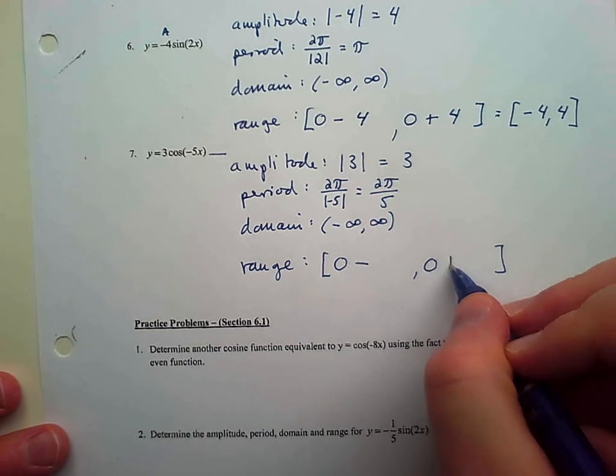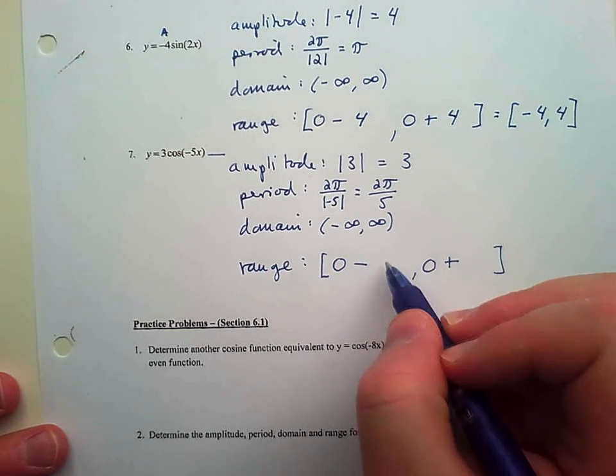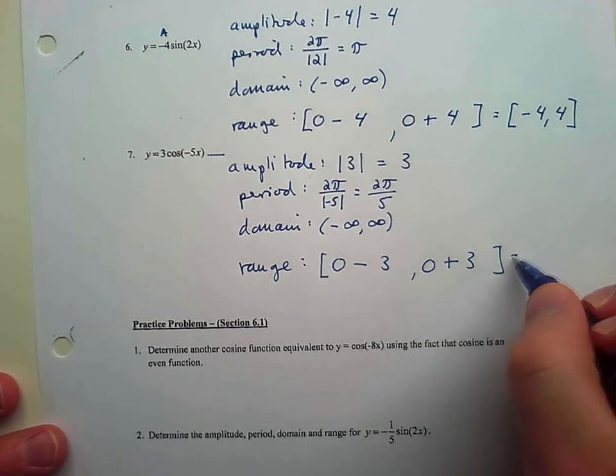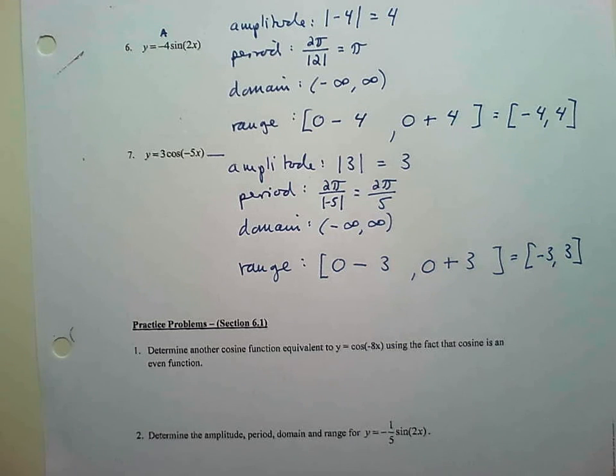Then minus the absolute value of A plus the absolute value of A. And as always, the absolute value of A is our amplitude. So we're going to subtract 3 and add 3 right here. Or simply just from negative 3 to positive 3.